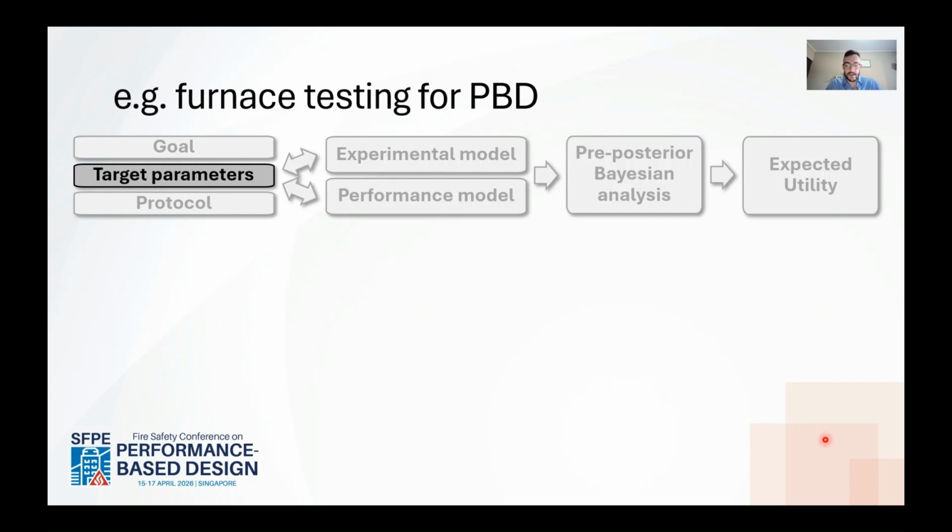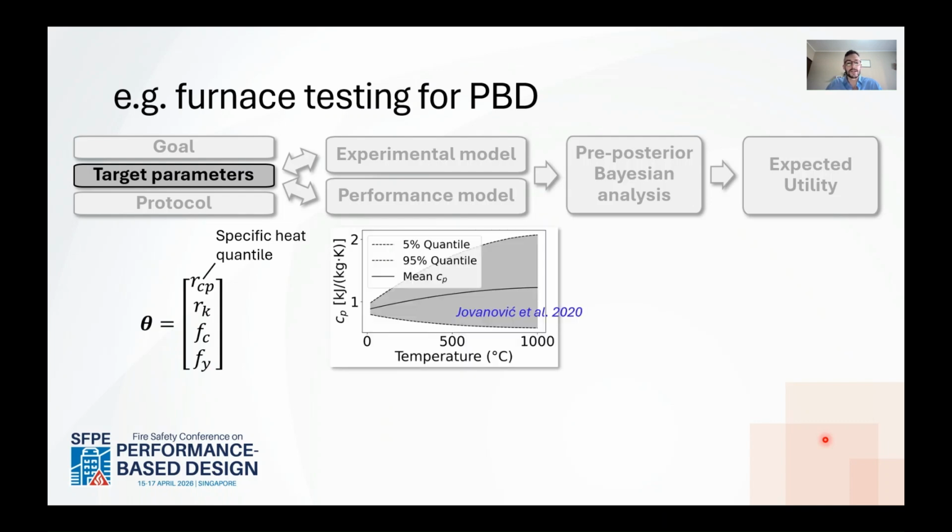We start by defining target parameters. In this case, I consider 4 parameters. The first one is the specific heat quantile. That means we consider this probabilistic model for the specific heat. Here you see the specific heat against the temperature. And we assume that for a given simulation, the same realization of quantile holds at all temperatures.